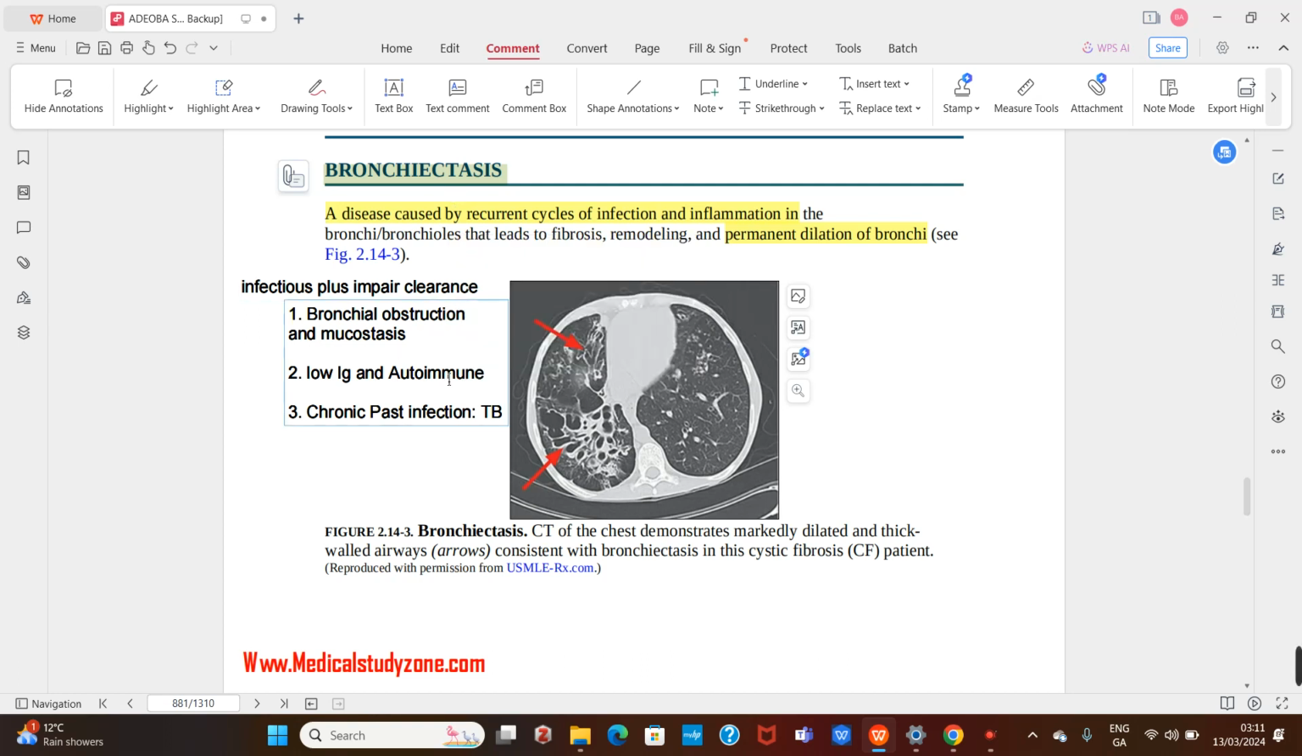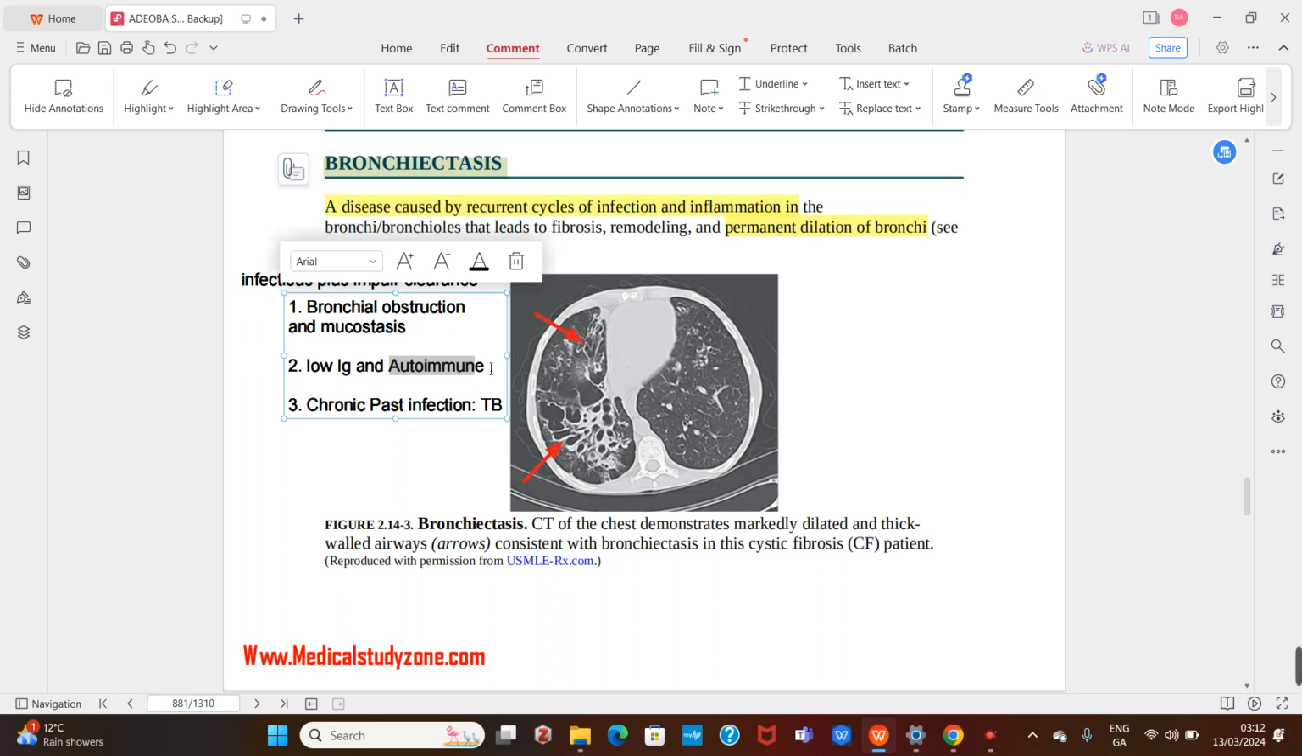Autoimmune diseases like systemic sclerosis, SLE, and rheumatoid arthritis involve immune dysregulation. Your immune cells are supposed to attack foreign bacterial antigens and take them out, but instead they focus on self antigens. That immune dysregulation can predispose to recurrent bacterial infection, causing inflammation leading to bronchial dilatation and damage. Then, of course, recurrent past infections. Somebody having TB can form cavities, and these cavities can accommodate accumulation of mucus with superimposed bacterial infection, causing bronchiectasis.